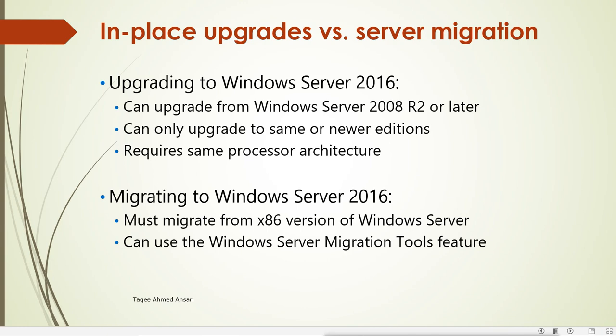So we can do two options. We can do upgrades or we can do migration. When we do an upgrade, it can upgrade from Windows Server 2008 R2 or later. We cannot upgrade from Windows Server 2008 or previous than this. We can only upgrade from the Windows Server 2008 R2 edition. Then we can only upgrade to the same or newer editions. Same or newer edition means that if it is a Datacenter edition, then it will be upgraded to Datacenter edition or standard edition.